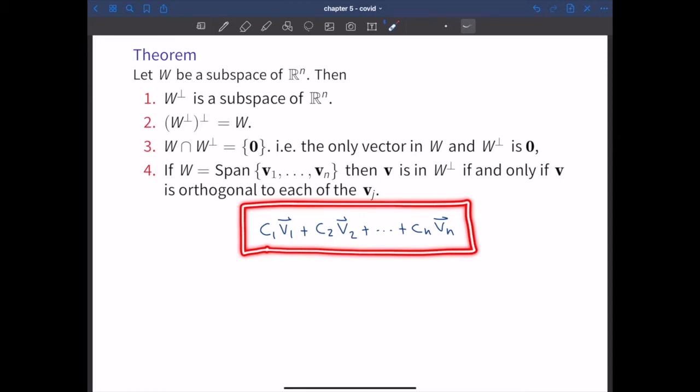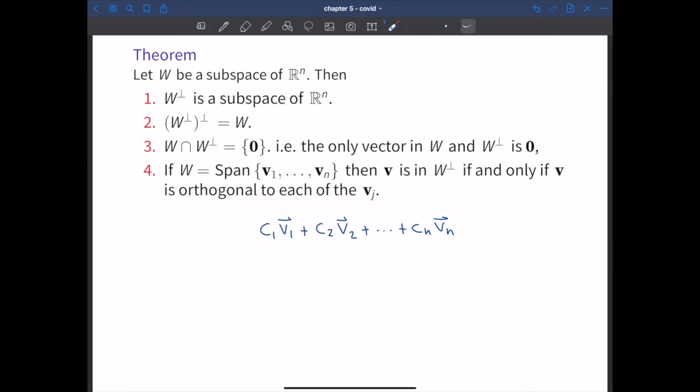Now that's ludicrous. There's an infinite number of vectors. We're not going to sit around taking dot products all day. We have better things to do with our time. What this last part of the theorem tells us is that in order to check whether v lives inside of W perp, we don't have to check that it's orthogonal to an infinite number of vectors individually. We can just show that it's orthogonal to each of these spanning vectors. And if it happens to be orthogonal to each of these spanning vectors, then it's going to be orthogonal to every single vector inside of W. Like I said, that's a real time saver there.